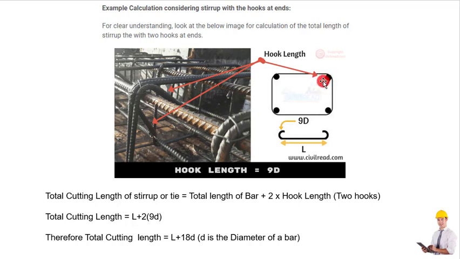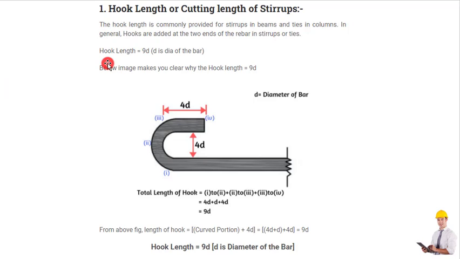These are the hooks. This is the first and this is the second. There are two hooks. We usually provide them at the end of the stirrup in the beam or tie in the column. So we are going to find out the length of this hook. The hook length is 9D, where D is the diameter of the bar. The image below will make it clear why the hook length is 9D.